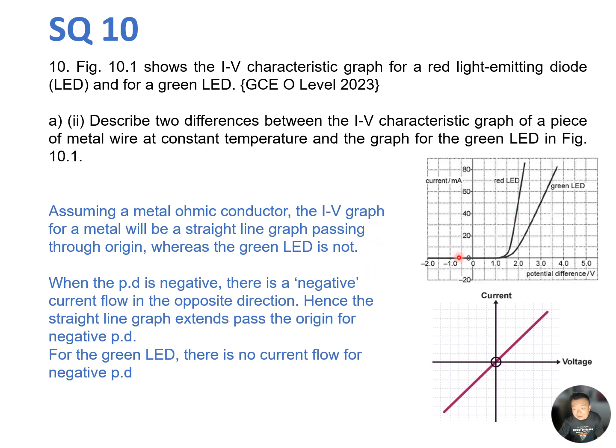Second difference, talk about the negative voltage. For the green LED, for negative voltage, there's no current flow at all, 0 amperes. Whereas for a metal wire, if you apply negative voltage, which means you force the current to flow in the opposite direction, the current will flow in the opposite direction, negative current, meaning the current flows in the opposite direction. So these are the two differences.